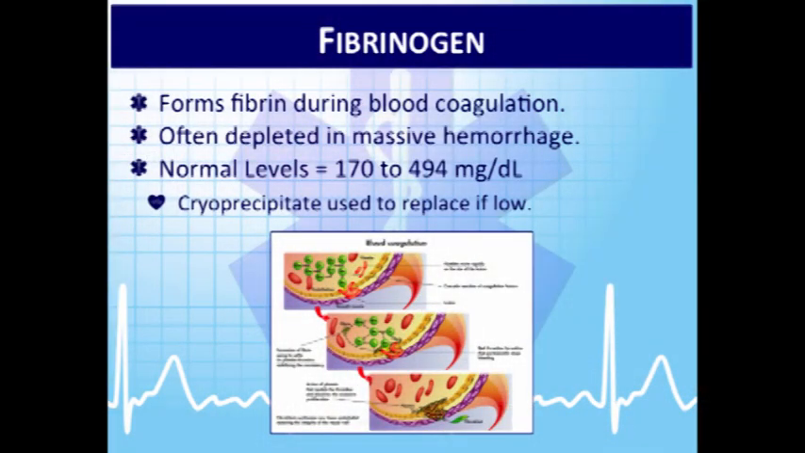It's very, very specific how the clotting cascade works. One step is dependent on the other, or one rung is dependent on the other. So fibrinogen is one of those steps in the clotting cascade. If it's missing, the blood is not going to have the ability to clot as well as it might. Fibrinogen forms fibrin during the blood coagulation, specifically helps to bridge and connect platelets together. It's often depleted in massive hemorrhage. Normal levels are about 170 to 494 milligrams per deciliter.